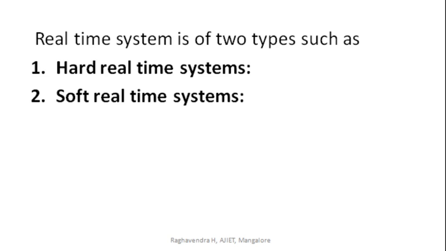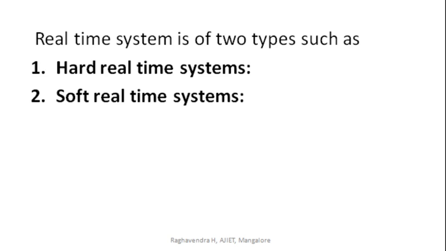Now, in both the hard real-time system and the soft real-time system, it has to respond to the input. If it takes the input from the sensor and responds within a fraction of a second, that is what we call a hard real-time system. If we respond to the input within a second, then it is called a soft real-time system.